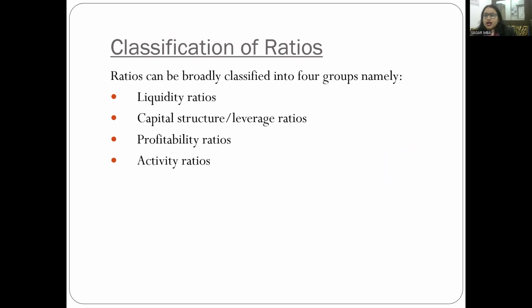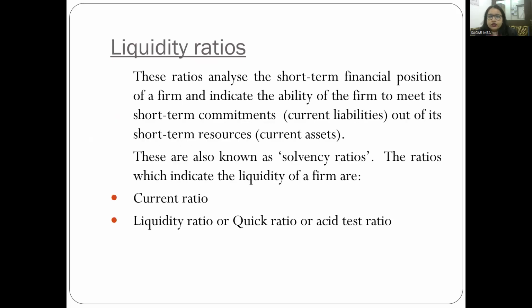Classification of ratios: the first is the liquidity ratio, the second is the capital structure ratio, then the profitability ratio and the activity ratio. What is the liquidity ratio? These ratios analyze the short-term financial position of the firm and indicate the ability of the firm to meet its short-term commitments out of its short-term resources. These are also called solvency ratios.